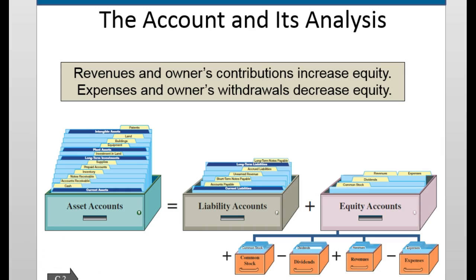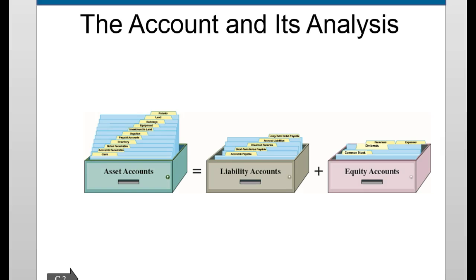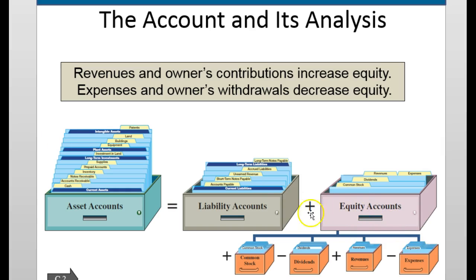Now, if you go back, remember this one we looked at here? We're going to add to it now. Because we've just kind of thrown everything together in the equities account, we're going to define what is in that account. And that involves common stock, dividends, revenues, and expenses. So this has many more accounts attached to it than we originally talked about.